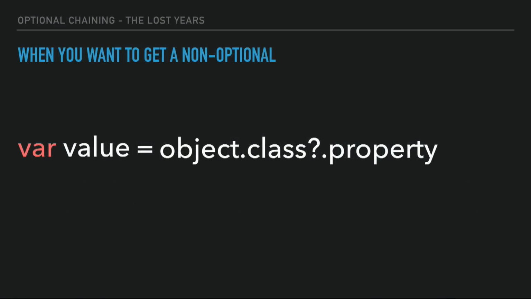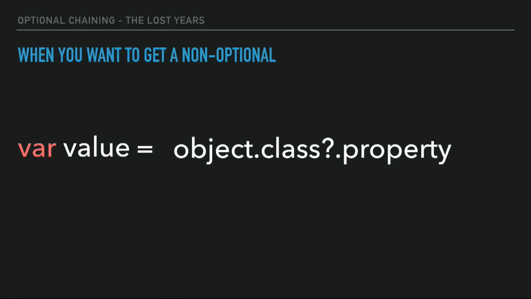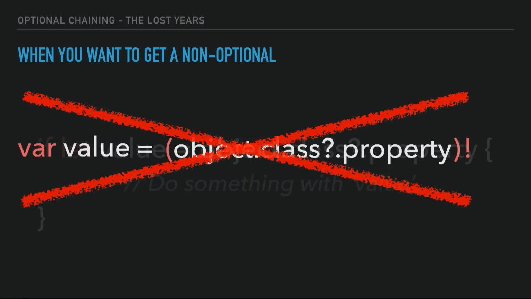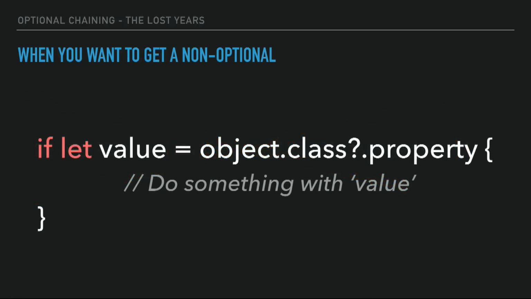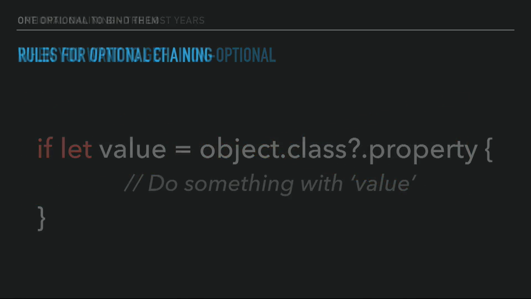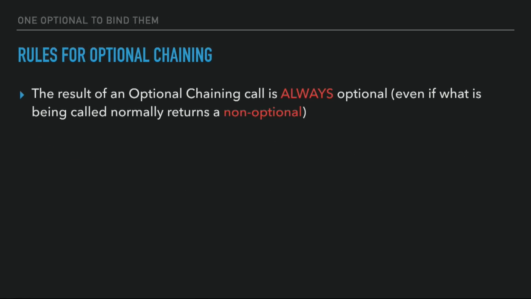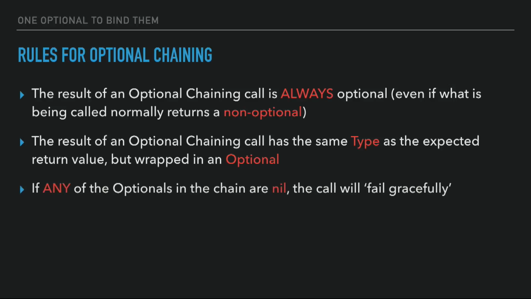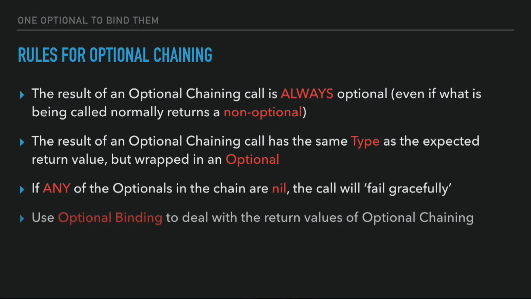So, use optional binding. Before, I was saying this is what Xcode recommends for you. Yeah, don't do that. Don't do that at all. Just do an if let, and then do the optional chain. Cool? So, the rules are: you're always going to get an optional back. You're always going to get the same type wrapped in an optional. If anything is nil, it fails gracefully, and use optional binding.